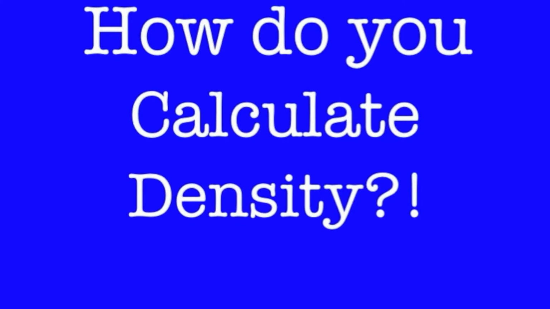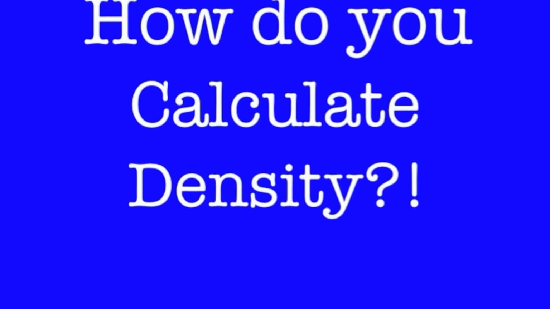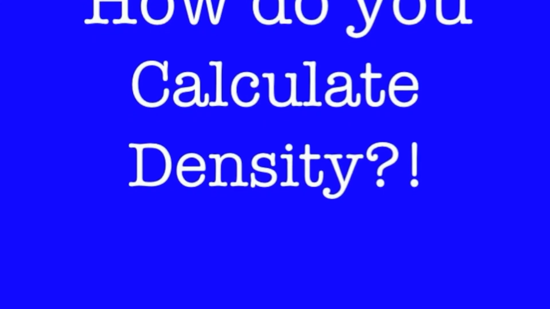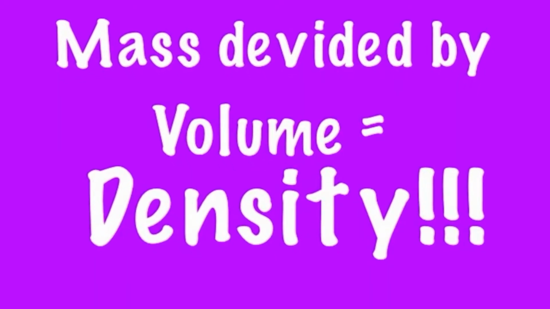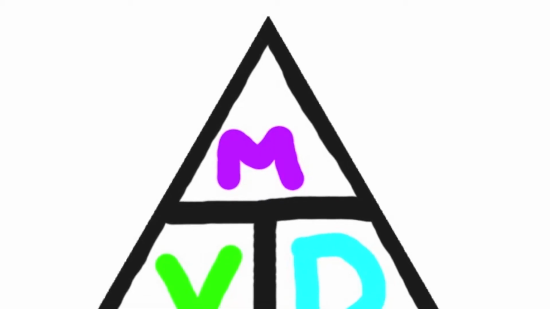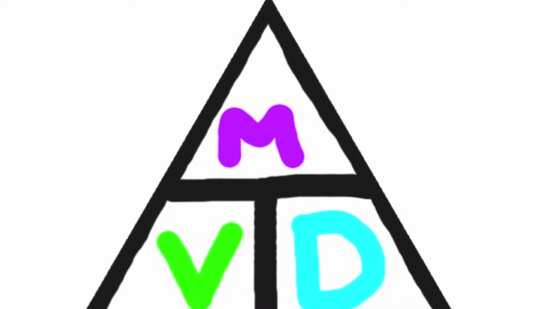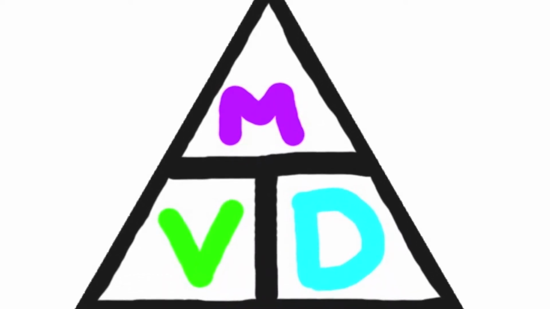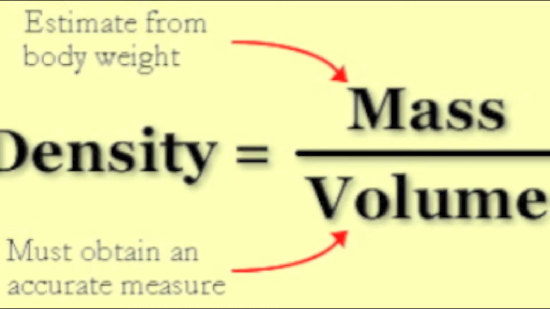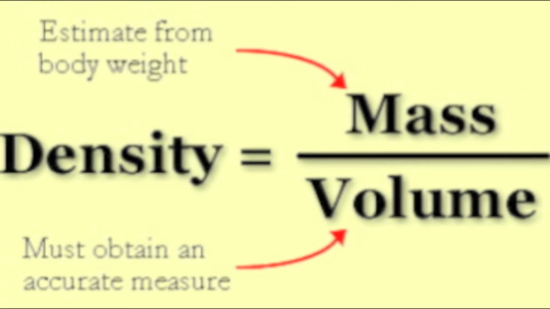Now that you know what density is, you need to know how to calculate a material's density. To calculate density, you need to divide a substance's mass by its volume. The easiest way to remember this is by the simple diagram. The M at the top stands for mass, and when you calculate density, you divide the mass by volume. So the V for volume is below, to represent the equation mass over volume equals density.